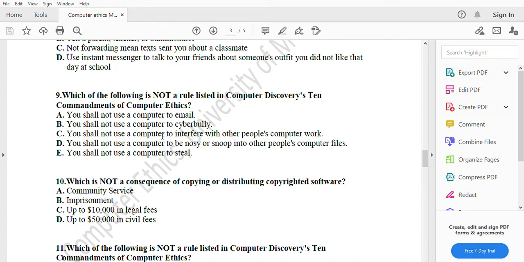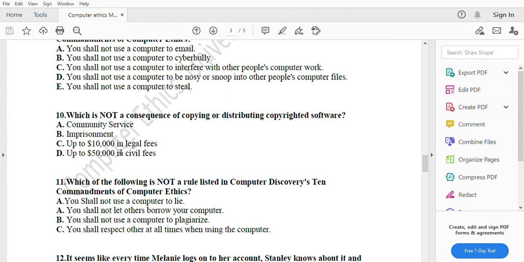Let's see the 5 possibilities here. A, you shall not use a computer to email. B, you shall not use a computer to cyberbully. C, you should not use a computer to interfere with other people's computer work. D, you should not use a computer to be nosy or snoop into other people's computer files. E, you should not use a computer to steal. Here you have to decide which one is not. Obviously it's A. Okay, let's go to number 10. Which is not a consequence of copying or distributing copyrighted software? A, community service.